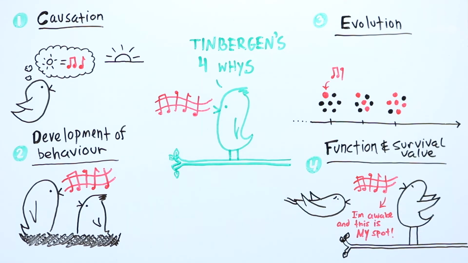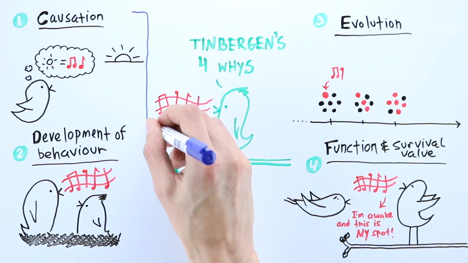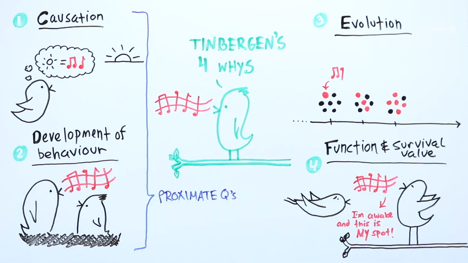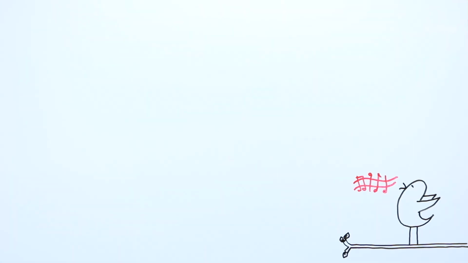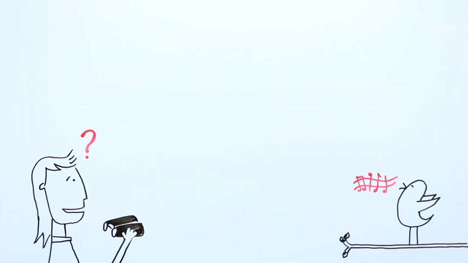4. What is the function of the behavior? Function and survival value. The first 2 whys make up the proximate questions, which are more about the causes of behavior, and the last 2 make up the ultimate questions, which are more about the consequences. So how can we best study these questions?